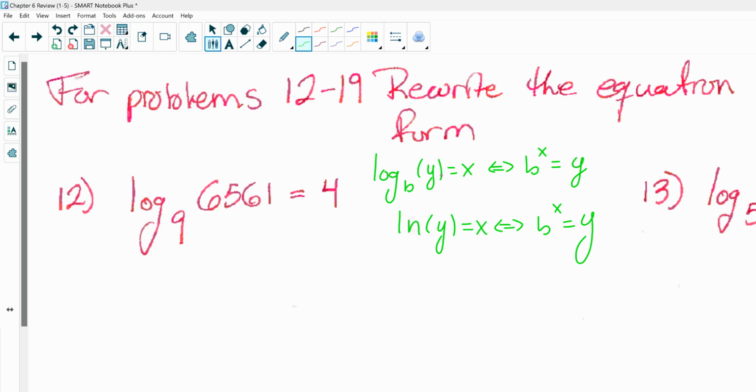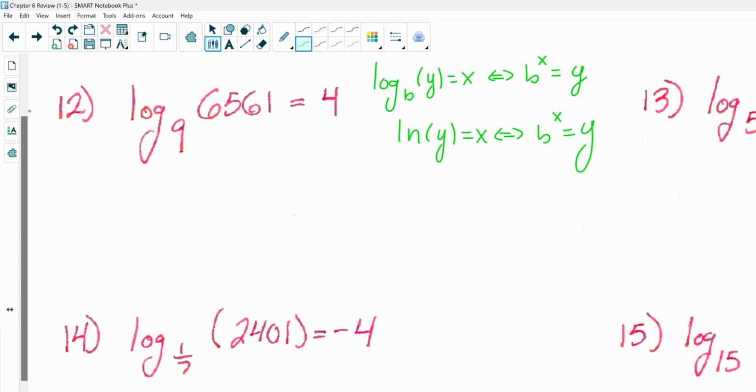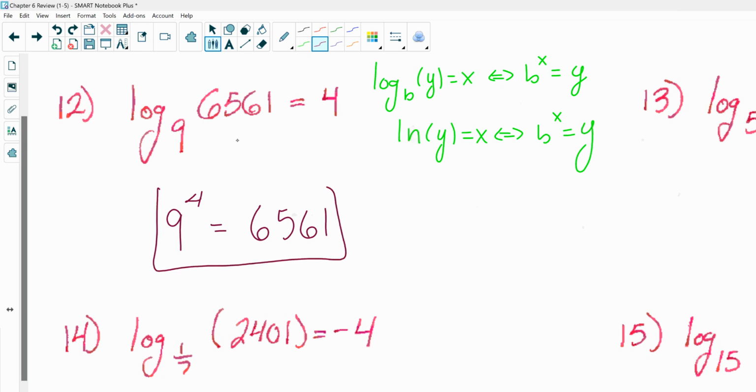All right, guys, next thing we're looking at is logarithmic to exponential. So we're changing it from logarithmic form to exponential form. Now, if we look at this first one here, if we did the changing method we started with, our base b is 9, and it would be 9 to the fourth is equal to 6,561. That's it.